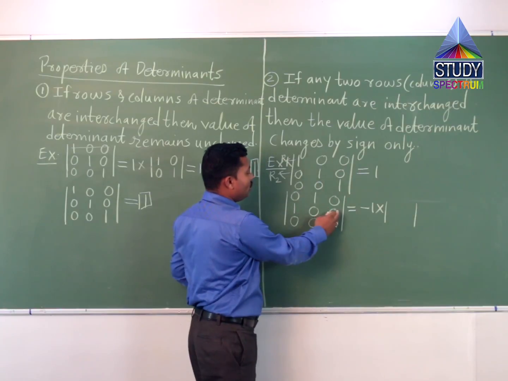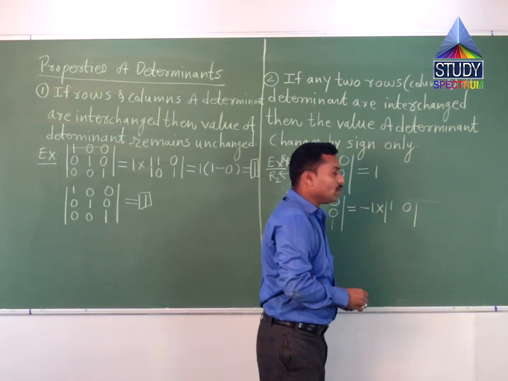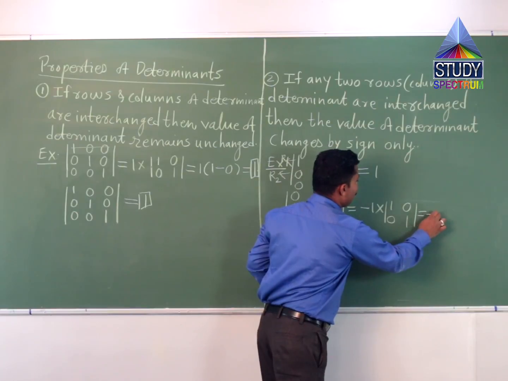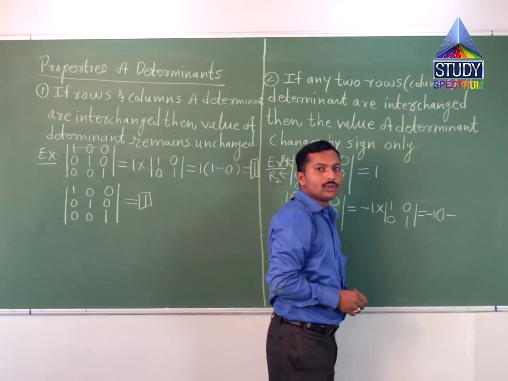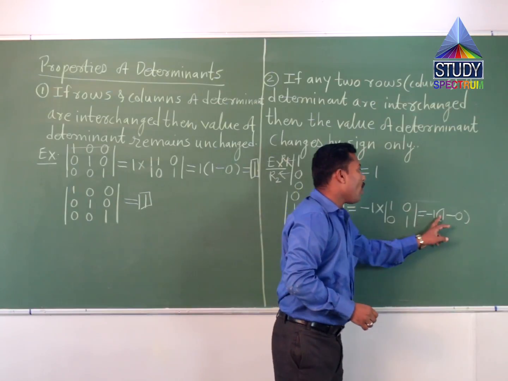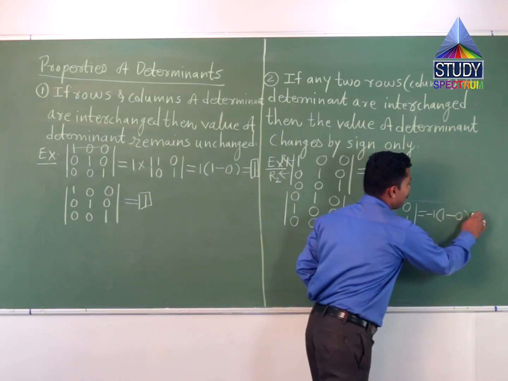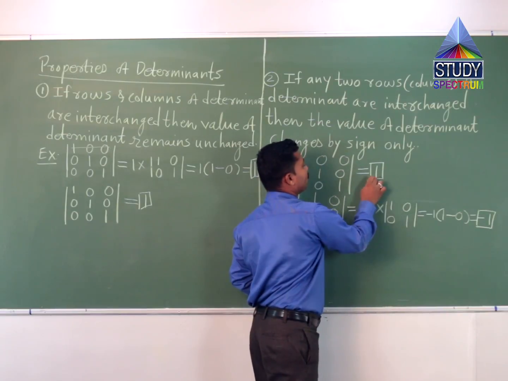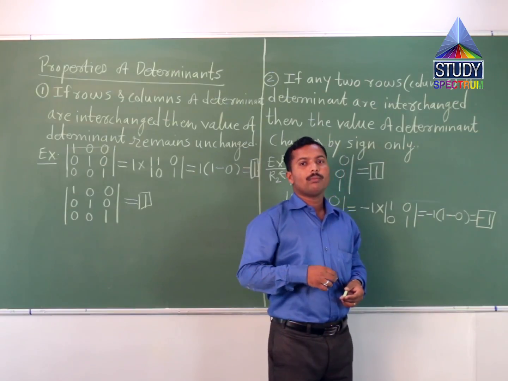So only remaining 1 0 0 1. So what happened? Equal to minus 1 into bracket 1 into 1 1 minus 0 into 0 0. So 1 minus 0, 1. 1 into minus 1, minus 1. So this is answer minus 1. This is answer plus 1. Only the answer changes by a minus sign.